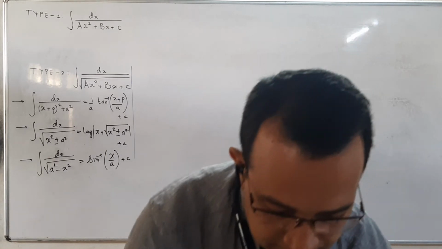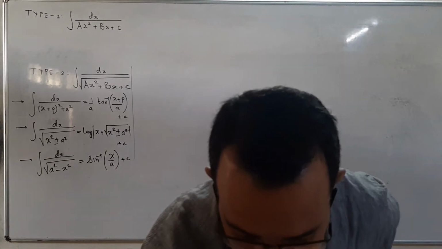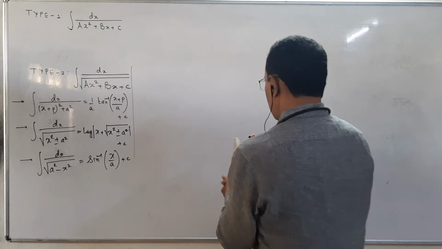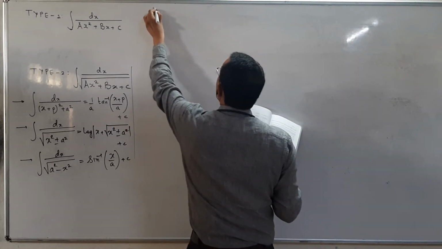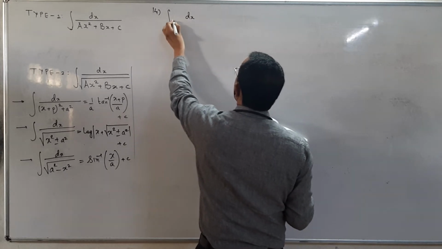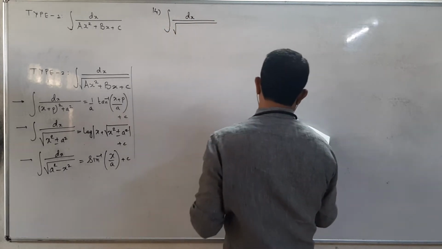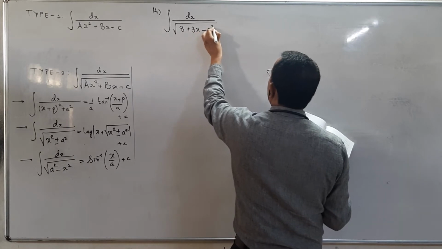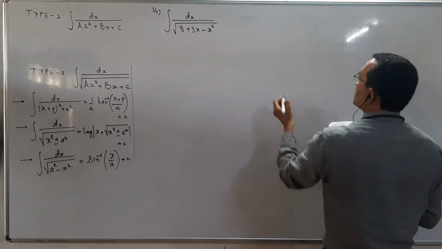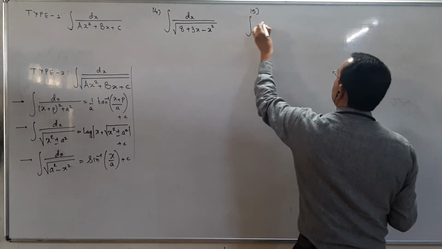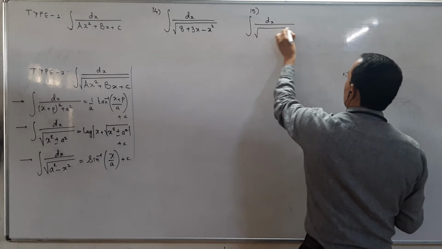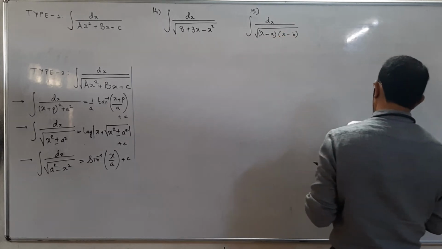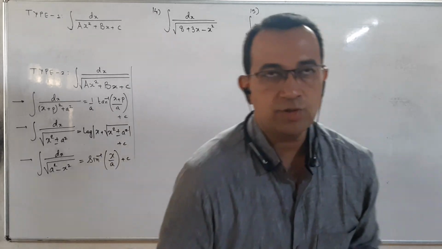Okay students, the next set of sums are 14, 15. Question 14, 15. Integral dx upon square root of 8 plus 3x minus x squared. And the 15th question is integral dx upon square root of (x minus a) into (x minus b). Okay, and then we do students MCQ 25.